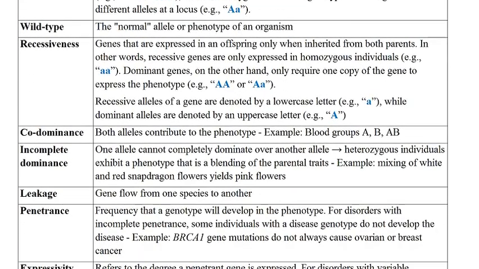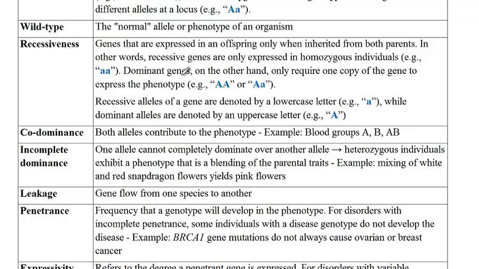Wild type is basically referred to a normal allele or phenotype of an organism. So like for instance, the flies that you find outside in the world, those are wild type flies, versus those flies that you mutate in the lab, those are no longer considered wild type. Okay, so wild type is a normal allele or phenotype of an organism.